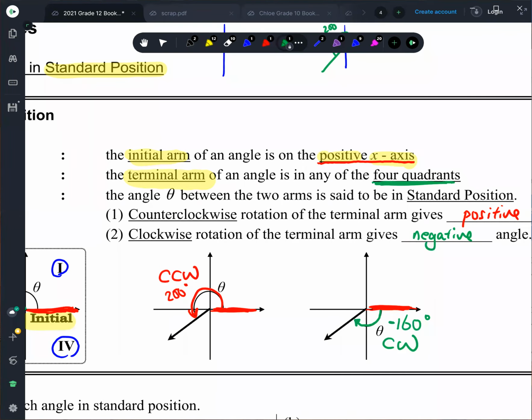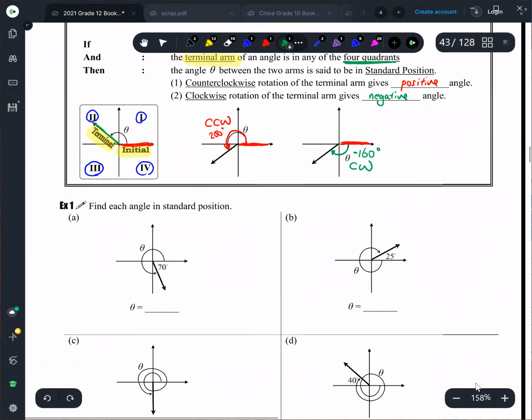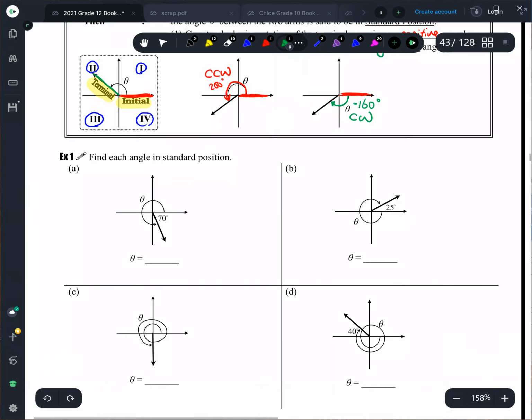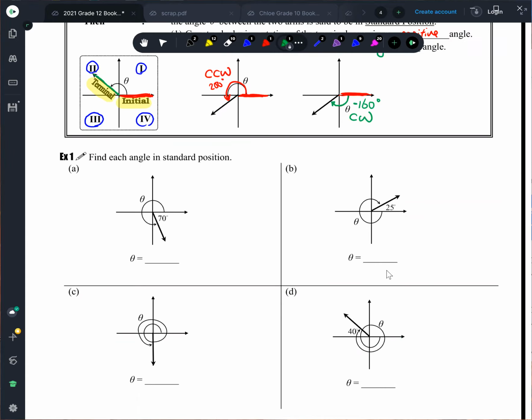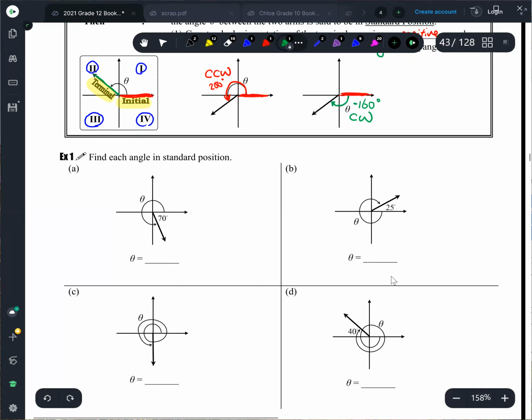Daniel and Marcus, any questions? No. Okay, let's try the question at the bottom. Please find the degree of the four standard positions here. Two of them are turning more than one turn, so it will be more than 360. Pay attention to whether the angle is positive or negative. Raise your hand when you have found the degree.